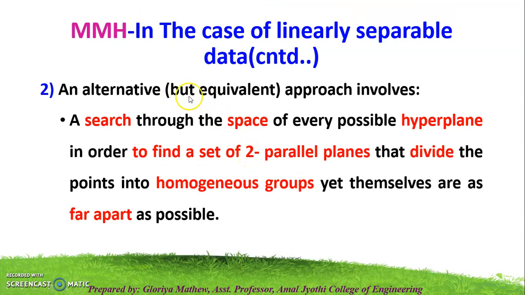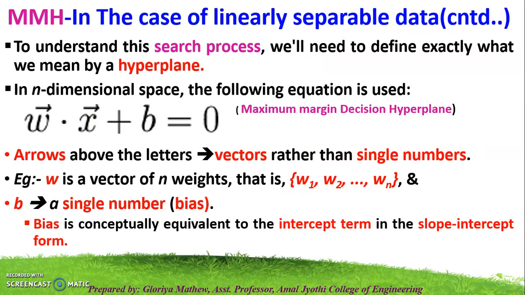The second method is an alternative but equivalent approach. It involves a search through the space of every possible hyperplane in order to find a set of two parallel planes that divide the points into homogeneous groups, yet are themselves as far apart as possible. To understand the search process, we need to define exactly what we mean by a hyperplane. In an n-dimensional space, the following equation can be used for representing a hyperplane.